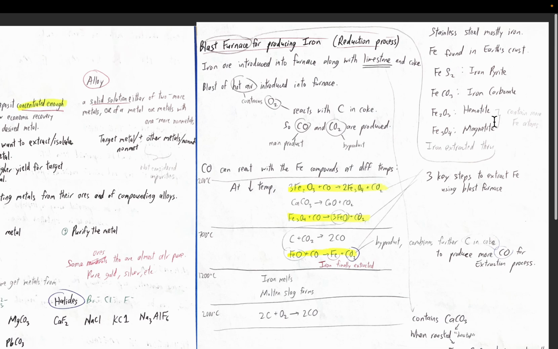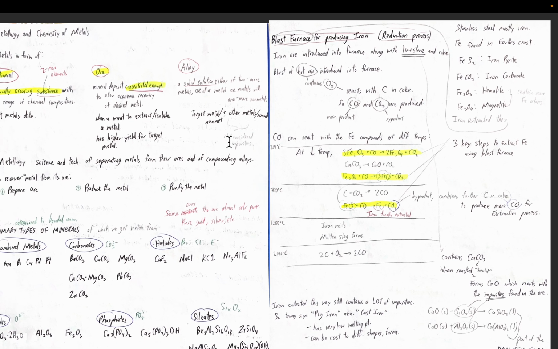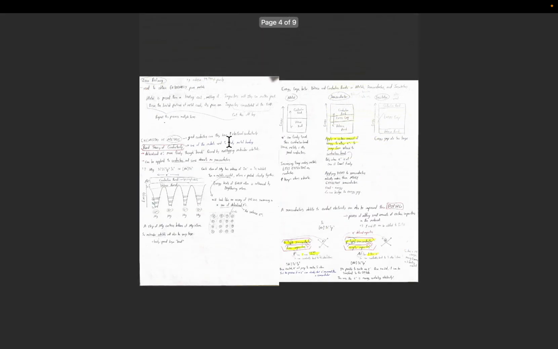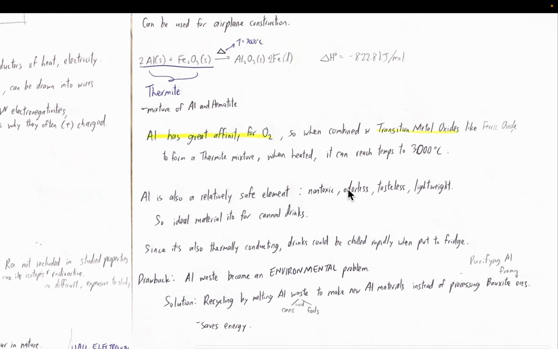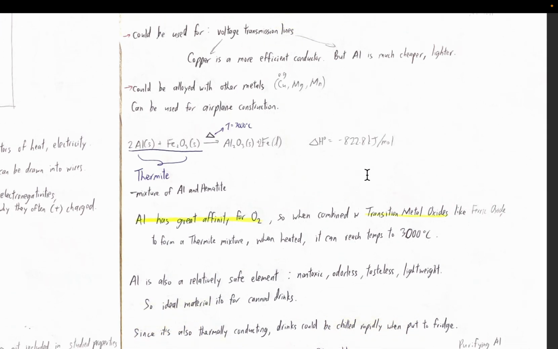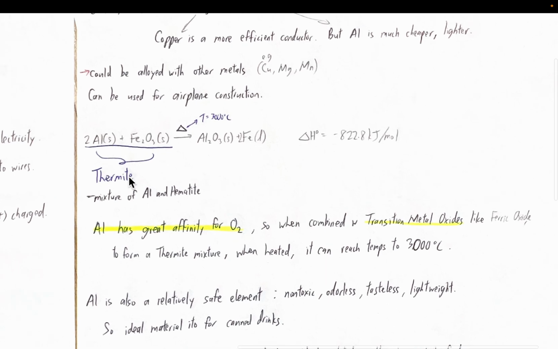So it's one of the kinds of iron that you usually extract from an iron ore, in a blast furnace. Okay, so basically aluminum plus hematite makes up what's called thermite. When you heat it at 3000 degrees Celsius, it becomes aluminum oxide and 2 iron.